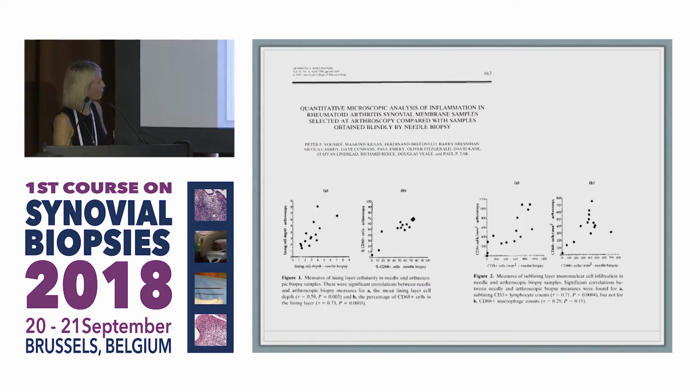And coupled with this, there was also some data, again, a multi-centre collaboration led by Paul Peter Tack, which demonstrated that although there was a correlation between the number of lining layer macrophages and T cells, when we looked at sublining macrophage infiltration in patients who'd had a blind needle biopsy compared to an arthroscopy, there wasn't an exact correlation, which pushed investigators at that time more towards using arthroscopy, quite understandably.